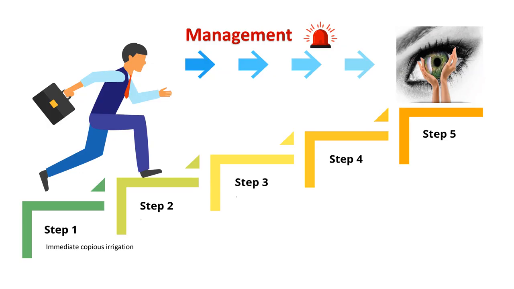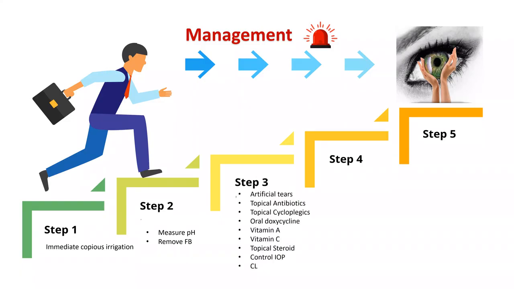Then you remove any chemical particle from the surface of the eye, and invert the lid to remove it from the fornix with a sterile cotton swab. So you measure the pH, then remove the foreign body if present. And then after this will be your duty in the clinic. What you do in the emergency: you irrigate, measure the pH, remove the foreign body, then you assess the situation as we are going to discuss right now, and give the treatment.